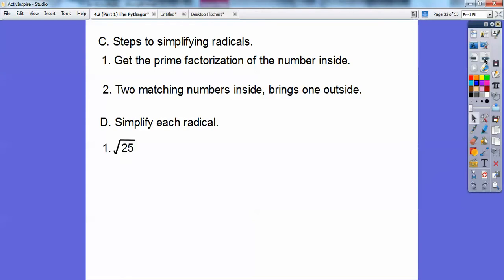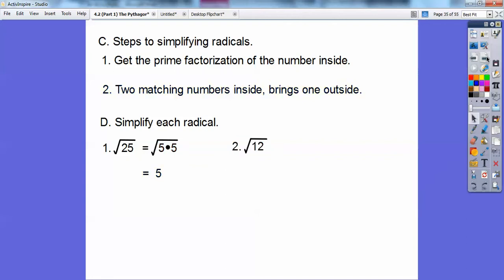So simplify each radical. Okay, square root of 25. Okay, let's do the first thing first. We're going to get the prime factorization of 25. Okay, well, 25 is just 5 times 5. Okay, so we did the first part. Okay, now let's do this part. Two matching numbers on the inside brings one on the outside. Can you see there's two 5s on the inside? It brings one 5 on the outside, so that's why it equals 5, you guys. The square root of 25 equals 5. Most of you guys probably already knew that, okay?